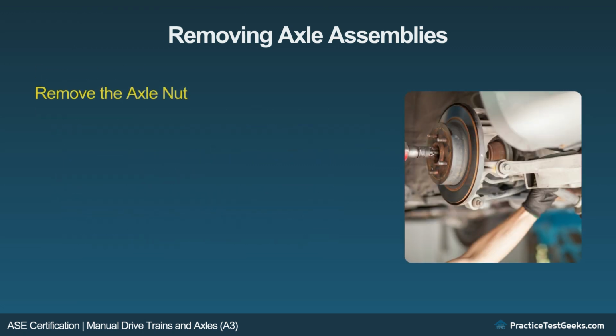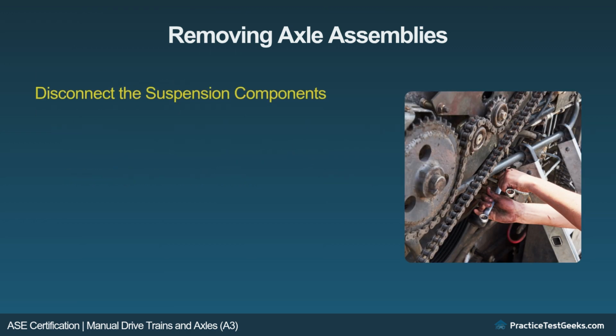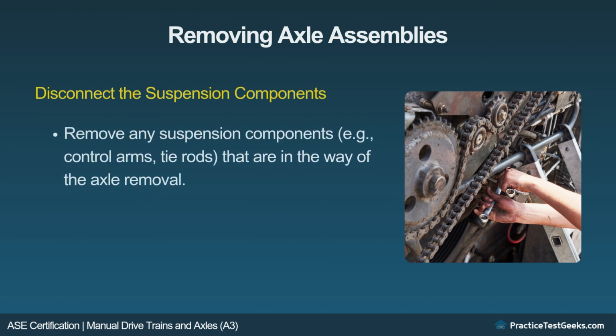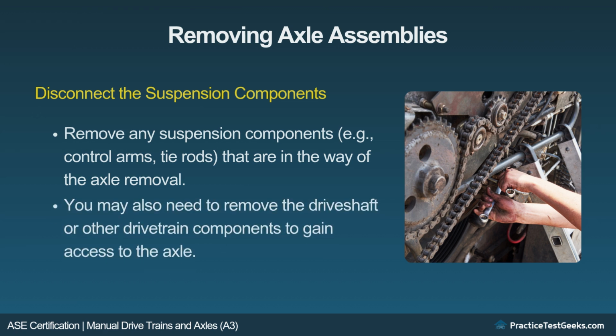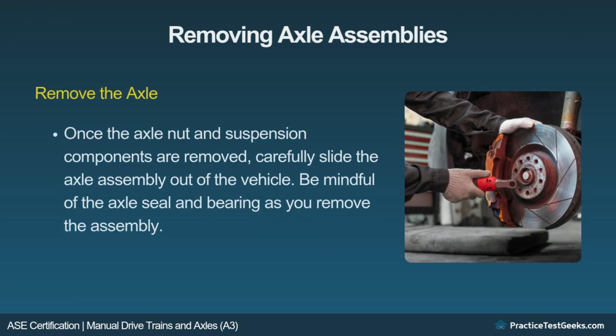Remove the axle nut. Use a large wrench or impact tool to remove the axle nut. This may require a large amount of torque, depending on the vehicle. Disconnect the suspension components. Remove any suspension components that are in the way of the axle removal. You may also need to remove the drive shaft or other drivetrain components to gain access to the axle. Remove the axle. Once the axle nut and suspension components are removed, carefully slide the axle assembly out of the vehicle. Be mindful of the axle seal and bearing as you remove the assembly.